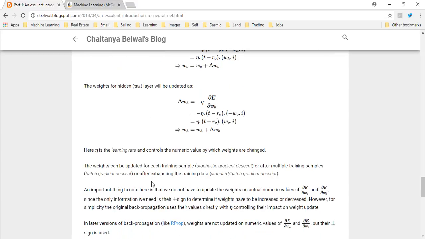Then we apply this either using stochastic gradient descent, where we update the weights for each training example, or more standard batch gradient descent, where we update the weights after exhausting some examples or the entire training set.